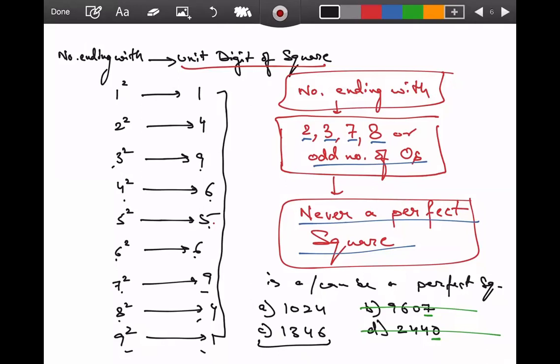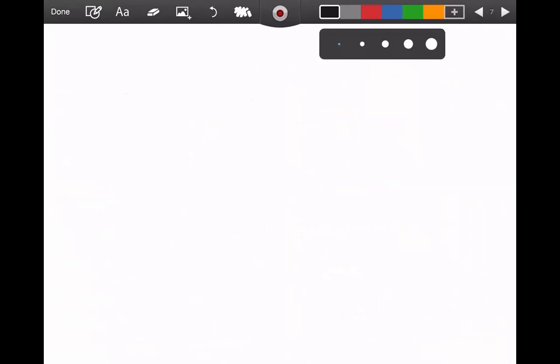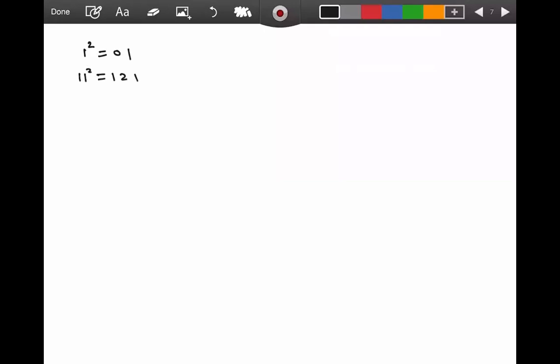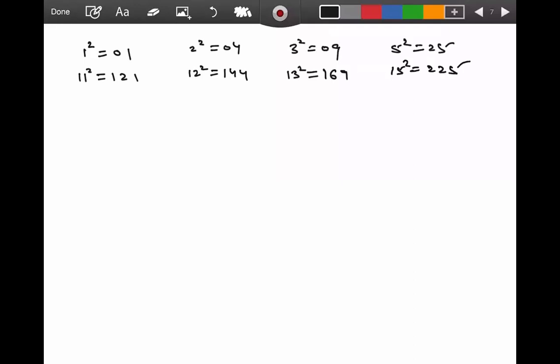Ashita, let's wait. So you told us that any number ending with 6, the preceding number has to be an odd number. I've already taught you, Ashita. Okay. So let us check the tens place also. So for a number ending with 1, we have this. 11 square is 121. 2 square is 04. 12 square is 144. 3 square is 09. 13 square is 169. 5 square is 25. 15 square is 225. 7 square is 49.